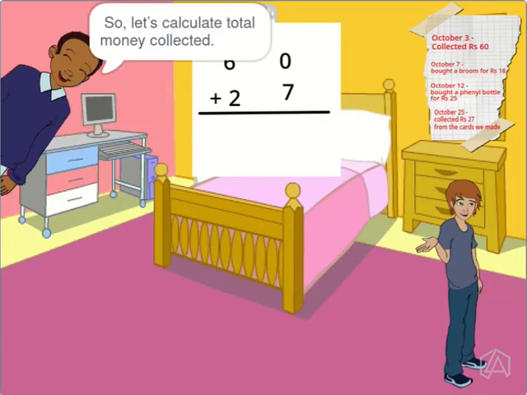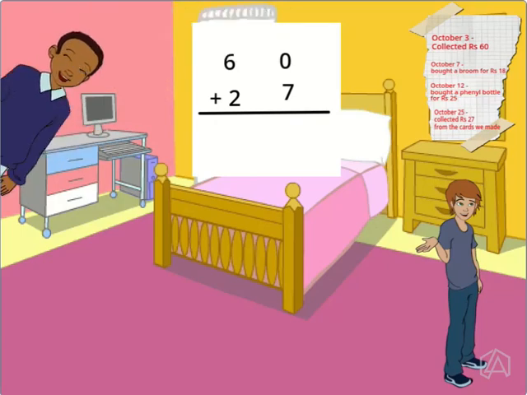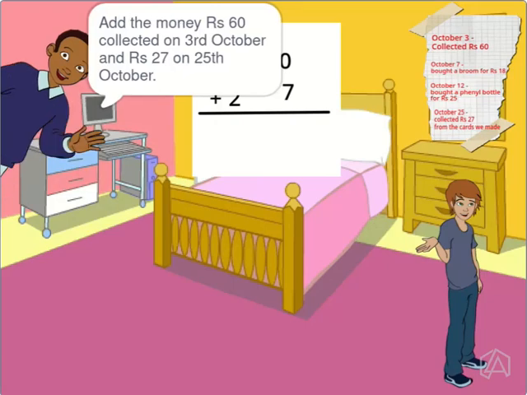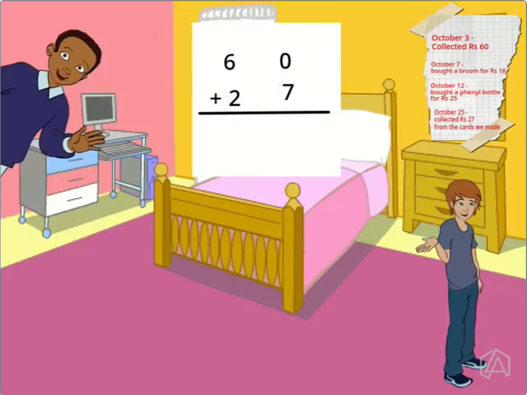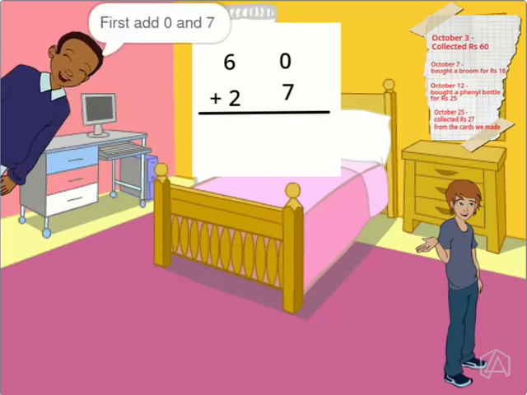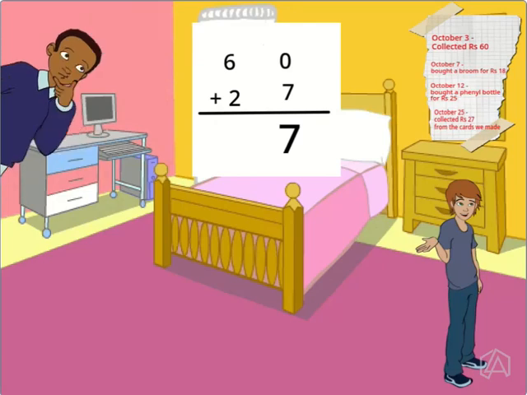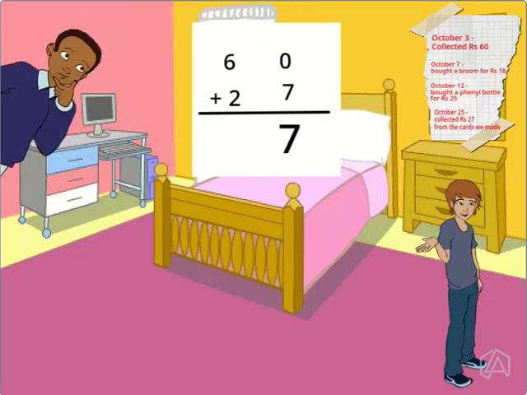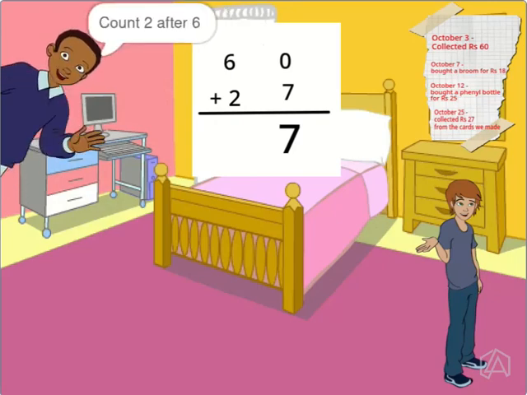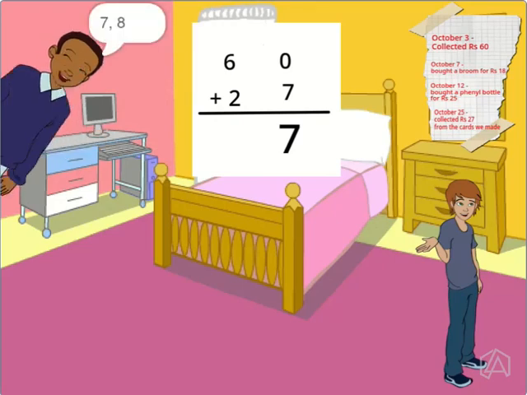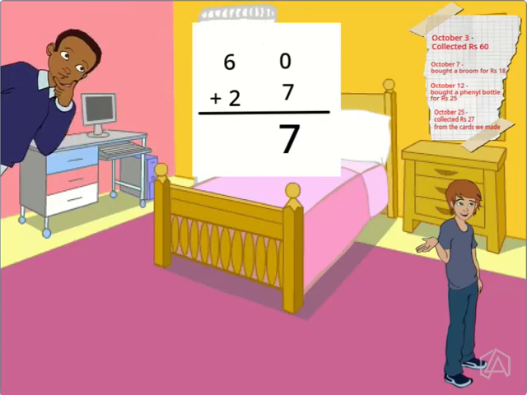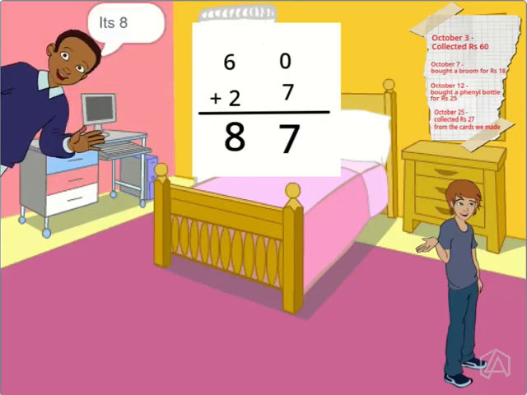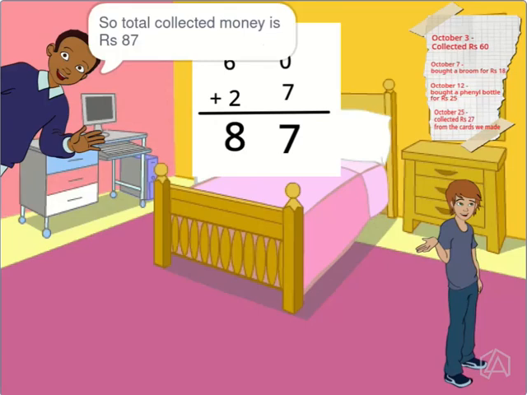So let's calculate total money collected. Add the money Rs 60 collected on 3rd October and Rs 27 on 25th October. First add 0 and 7. It's 7. Next add 6 and 2. Count 2 after 6. 7, 8. It's 8. So total collected money is Rs 87.